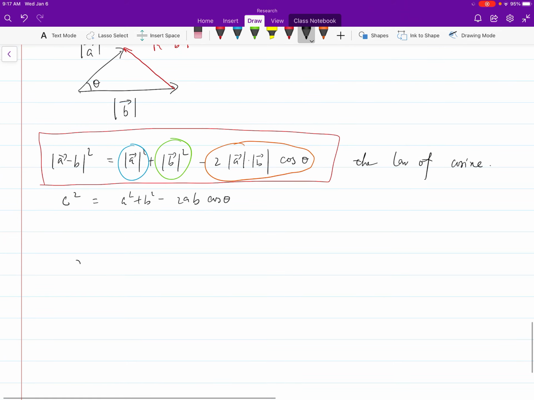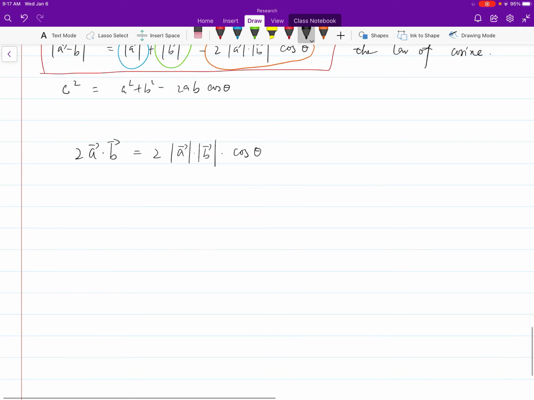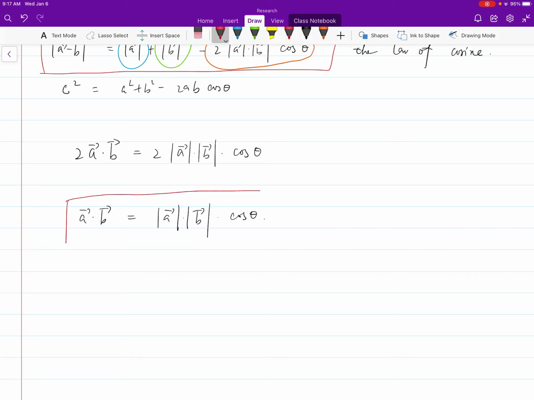Then we have to admit, from the law of cosine, that A dot B equals the length of A times the length of B times cosine theta. Therefore, we have the geometric meaning of A dot B. It gives you A, it gives you B, it gives you cosine theta. That is the most important property of the dot product. This is why we need it.